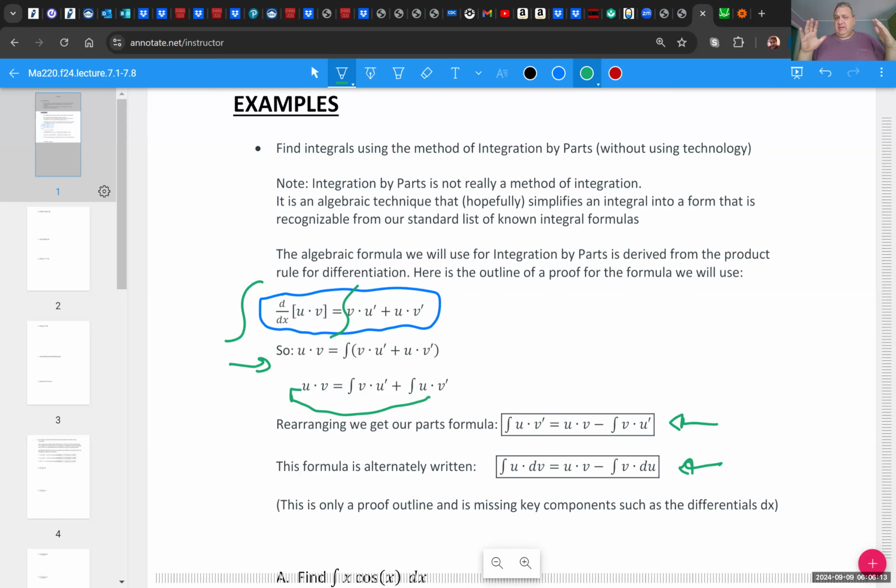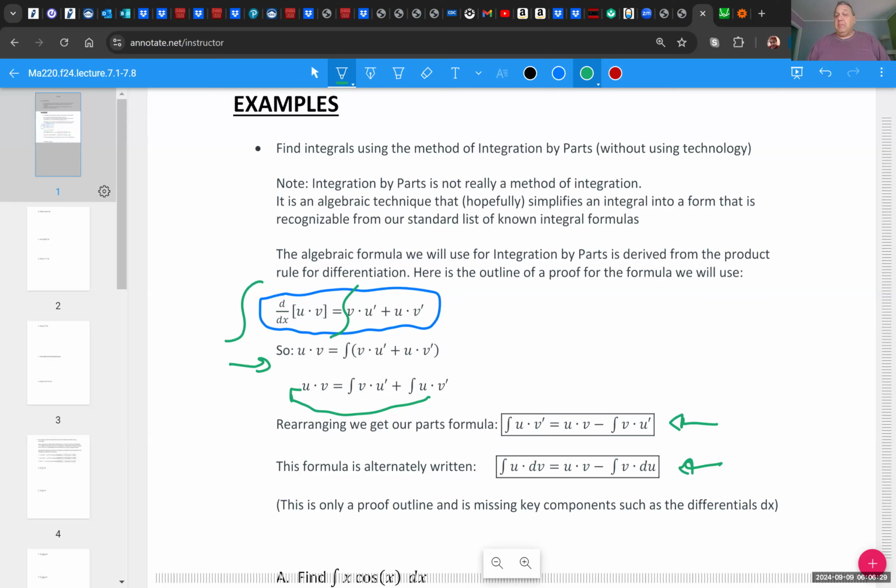This isn't really a standard proof. If you show this to your calculus teacher, they may say, well, it's missing a few parts. I'm just trying to give you an outline here. It's missing a bunch of dx's and things like that. But this is how we get the formula that's called integration by parts.